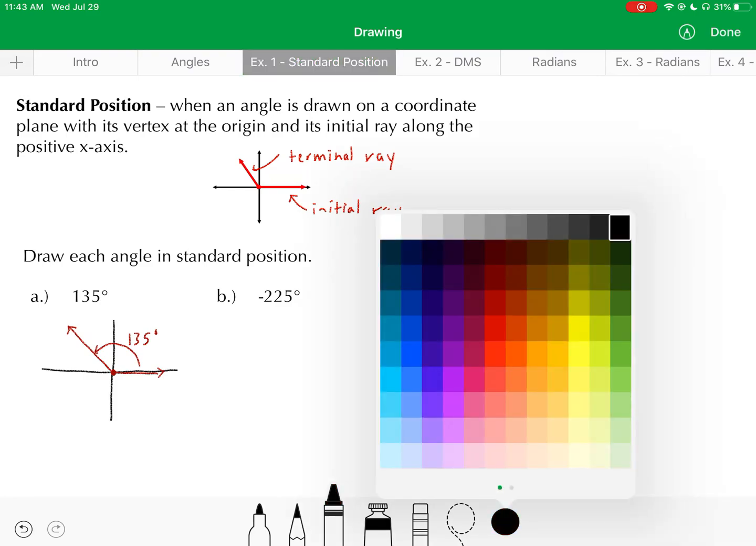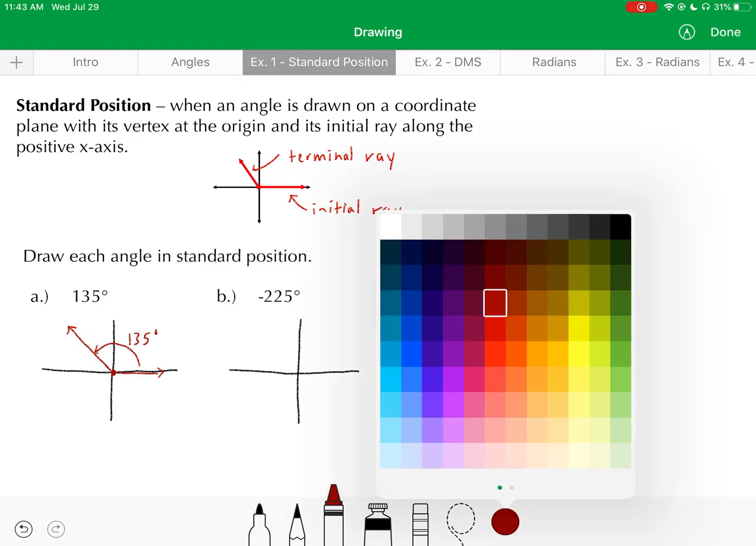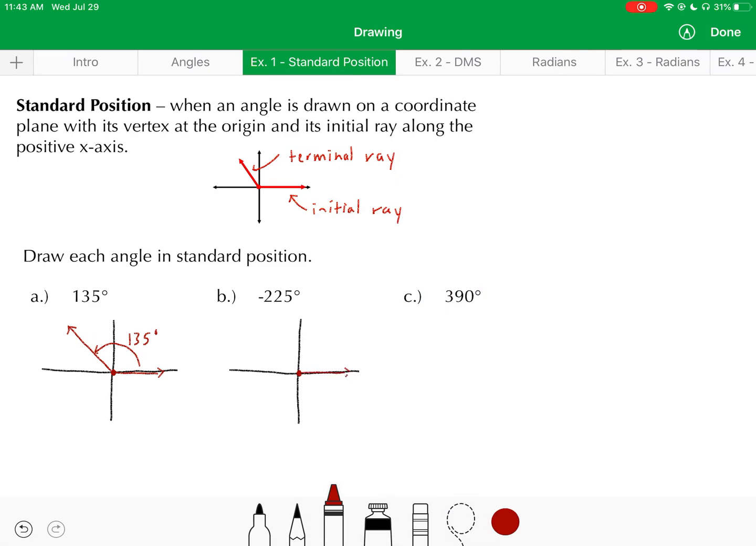My second angle is negative 225 degrees. So this time I'm going to have to rotate in the clockwise direction. We know if we take our initial ray and rotate it in the negative direction and place that terminal ray on the negative x-axis, that would be negative 180 degrees. Well, we need to go negative 225, so that's 45 degrees further. That's going to place you into quadrant 3, halfway.